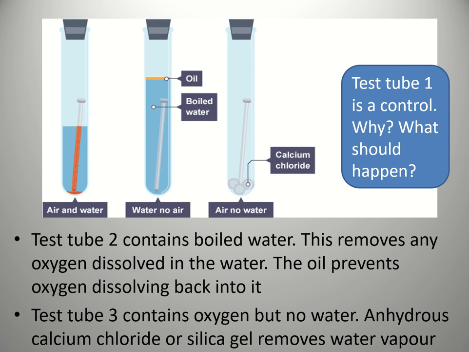This is the sort of general practical you'll see in textbooks, maybe carried out in class, that you really have to know. So in the first test tube we've got iron and we've got air and we've got water. Air obviously contains oxygen, and you can see the nail has of course rusted. In the second one we have boiled the water.